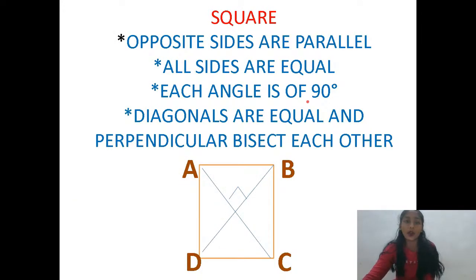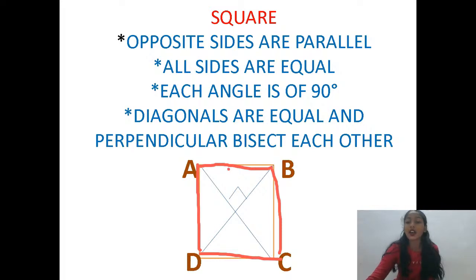Square. Now let's study about the properties of square. Opposite sides are equal. In the same way, opposite sides, that is AB is equal to DC, AD is equal to BC, and each angle is of 90 degrees. Each angle, in the sense angle D, angle C, angle B, and angle A. So all four of these angles are equal to 90 degrees and the sum of them is 360 degrees. Diagonals are equal and perpendicular bisectors of each other. Perpendicular means 90 degrees.